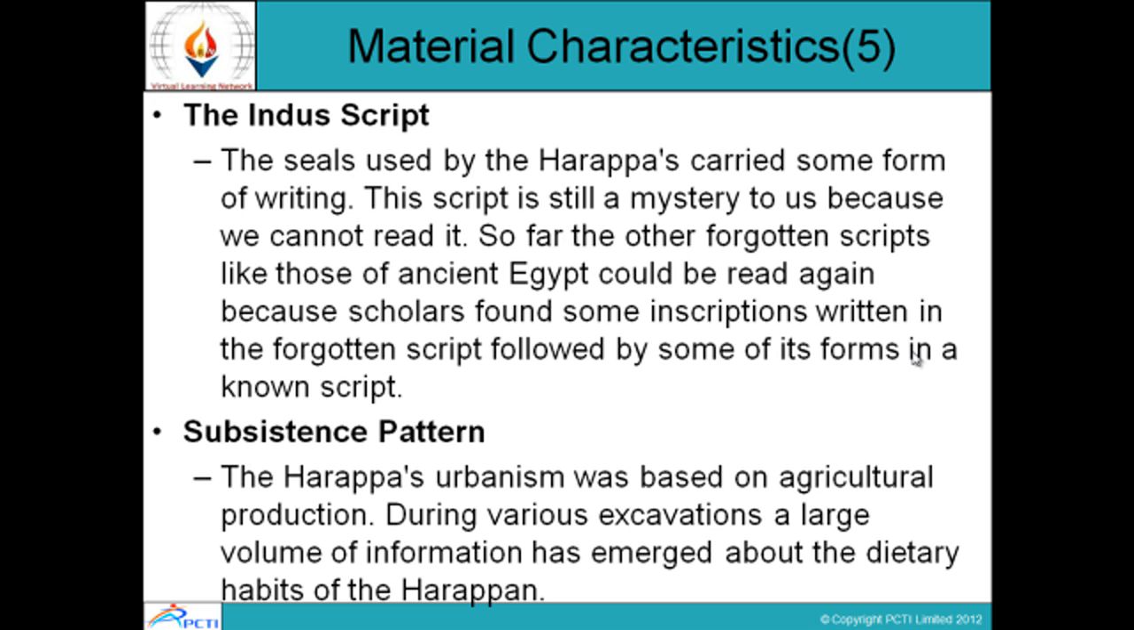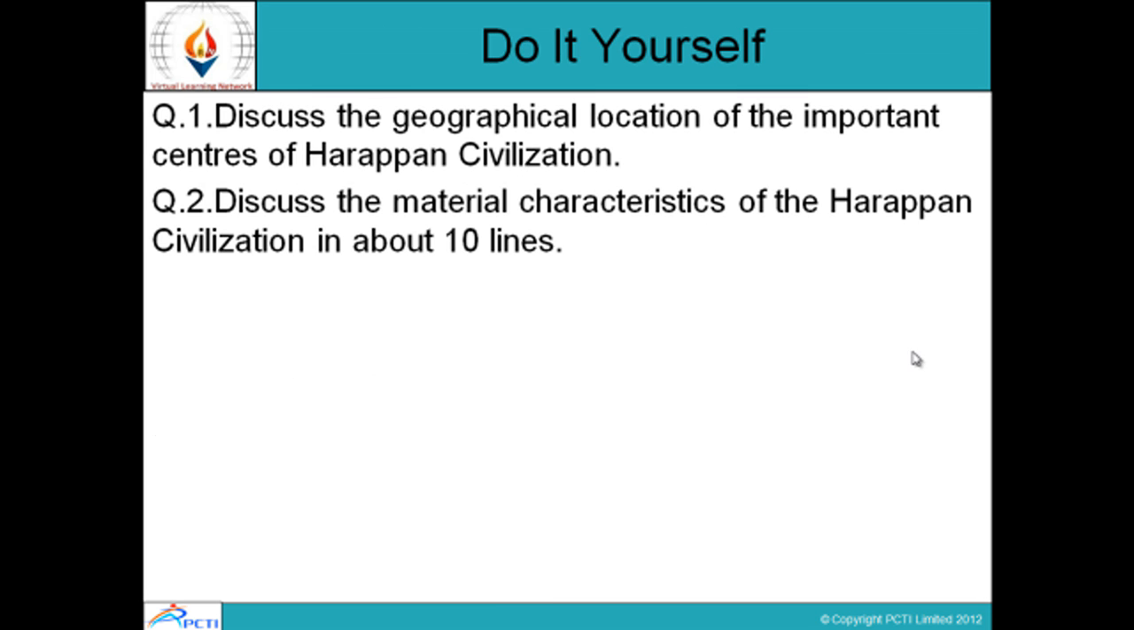Subsistence pattern. The Harappan urbanism was based on agricultural production. During various excavations, a large volume of information has emerged about the dietary habits of the Harappans. So that was all about Mohenjodaro, the Harappan civilization, the town planning, the housing structure, their dietary habits, everything.